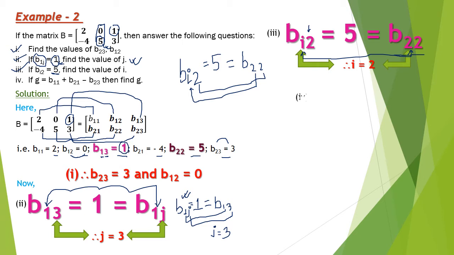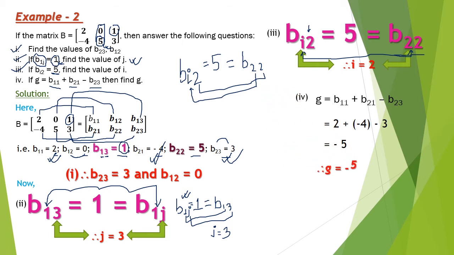Now fourth, then we know these elements, B11, we know B11 is 2, you can see here, B21 also we know B21 is minus 4, and we know B23 also, B23 is 3. So let's put the value of g. Now let's put this value, B11 is 2 and minus 4 and 3. Now let's see, that's our answer. Therefore g is equal to minus 5. Now there is one question for you to try.